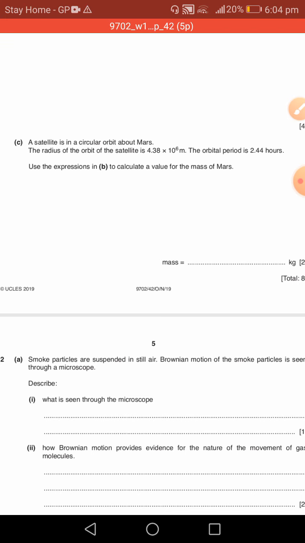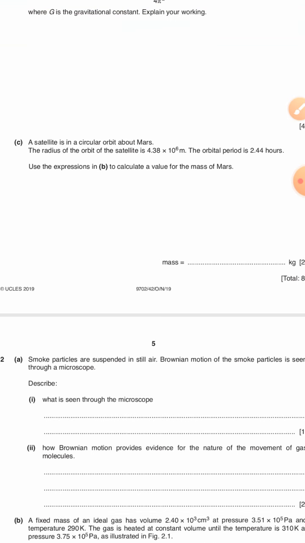A satellite is in a circular orbit around Mars. The radius of the circular orbit of the satellite is 4.38 into 10 to the power 6 meter, and the orbital period is 2.44 hours. Use this expression in B to calculate the value for the mass of Mars.